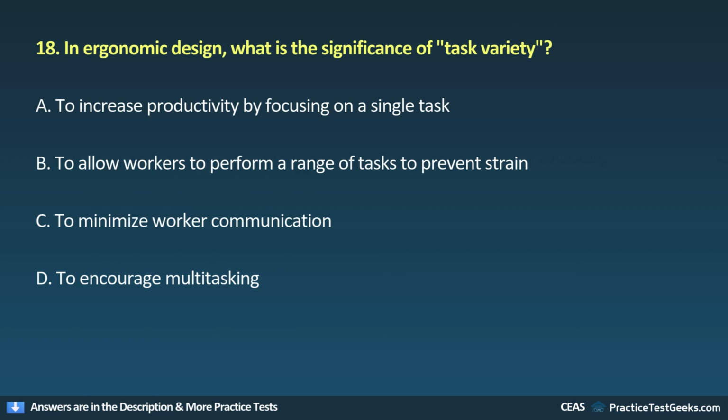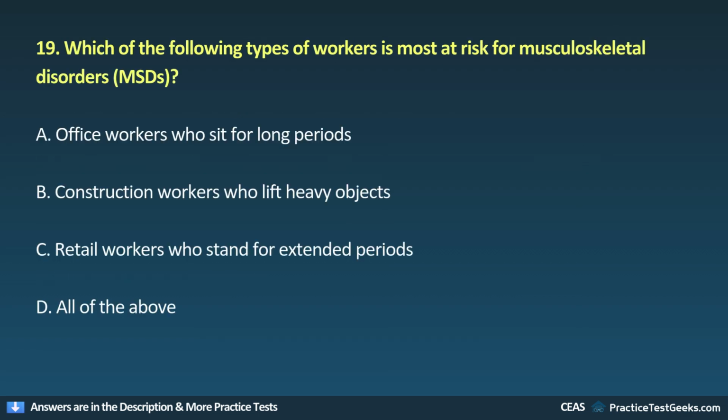18. In ergonomic design, what is the significance of task variety? A. To increase productivity by focusing on a single task. B. To allow workers to perform a range of tasks to prevent strain. C. To minimize worker communication. D. To encourage multitasking.